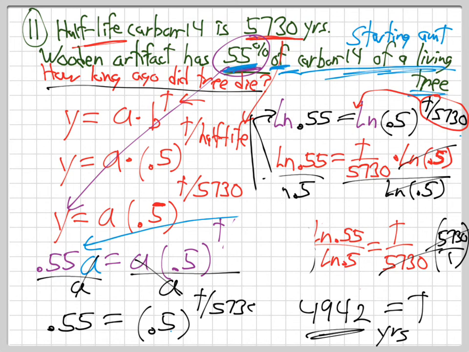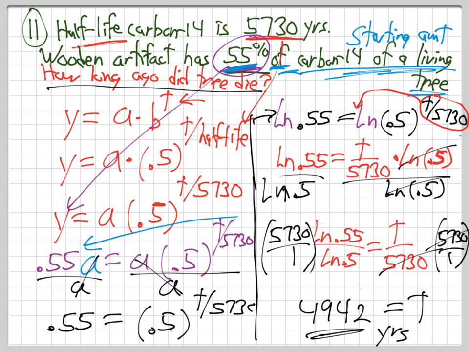On this problem, let me go back like this. That'd be better. And put this back how it was here. So I multiplied both sides by 5730 over 1. So take your calculator, do that. You get 4942 years. That means that artifact, that wood tree, died 4,942 years ago. That's how long ago it died.